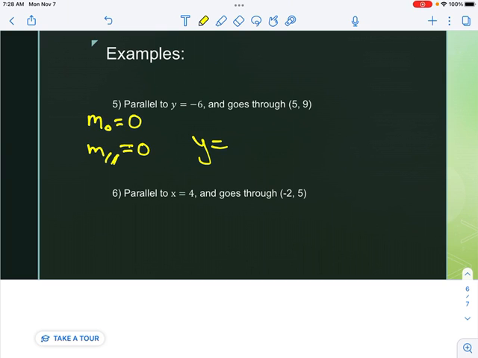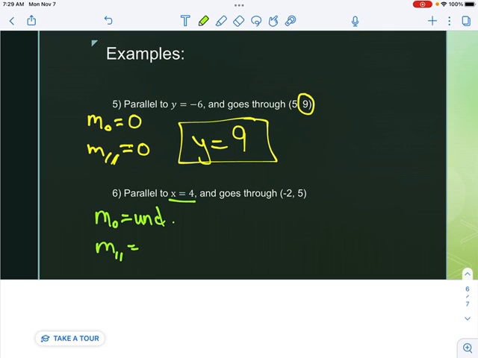The equation of every single horizontal line is y equals. So I look at my ordered pair. What does y equal? Y equals 9. Same thing on the bottom one here. Parallel to x equals 4. So the slope of my original is undefined. The slope of the parallel is also undefined, which makes it also a vertical line.